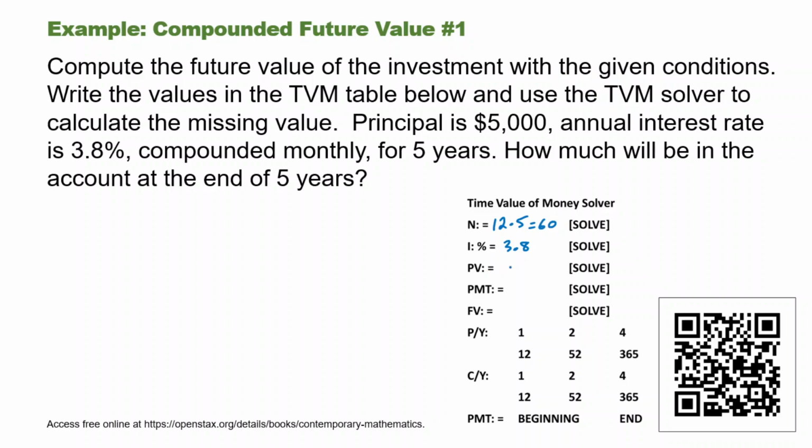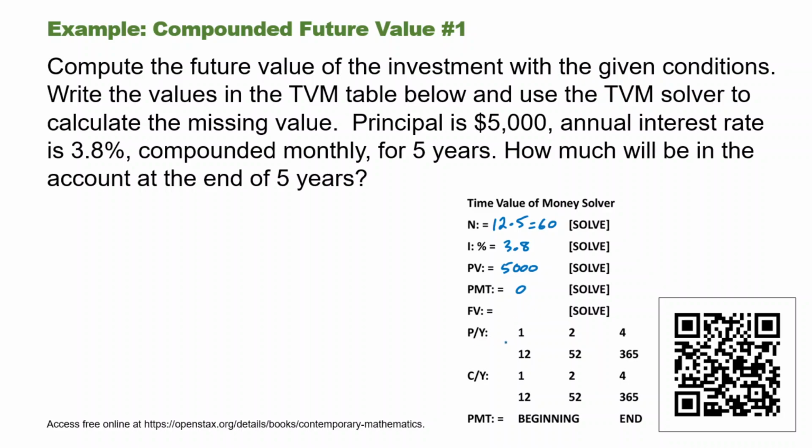For present value, we have our principal. We currently have $5,000 in the account. That's present value. The payment is 0 because that would be a regular payment that we're adding to the balance, and there isn't anything here for all the questions we have in this section. That'll be the case. We'll have a payment of 0. The future value is what we're interested in, so we'll leave that one blank for now.